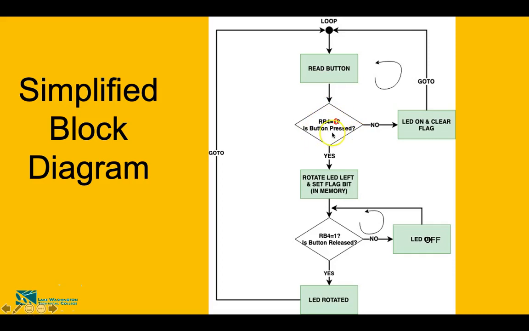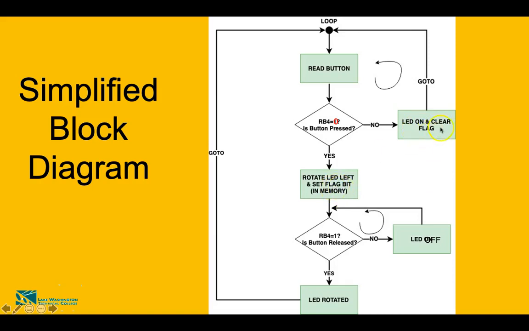In the second case, the button is pressed. RB4 is equal to 0. Then it will go to this box you see here, and this box says rotate LED left. So you will be using some instruction which will help in rotating the LED towards left. Okay, and now in this case, every time the LED rotates towards left, we are setting a flag bit.